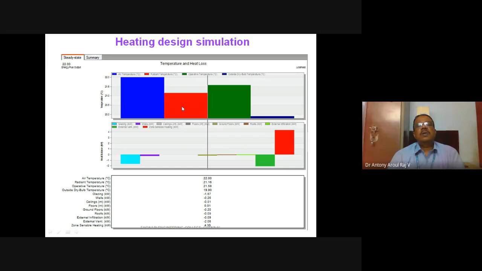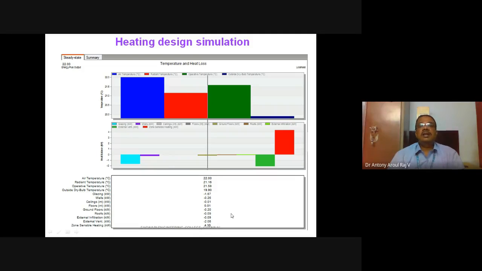Okay, so what is happening? You are finding that the air temperature is always constant, the radiant temperature is always constant, the operating temperature is always constant, the outside temperature is always constant. So for Chennai, you are finding that the minimum temperature is near 19. That may be at December night time you will be getting. So that is the lowest temperature. Okay. And for that, if I calculate a heater, it comes only to 4.35.